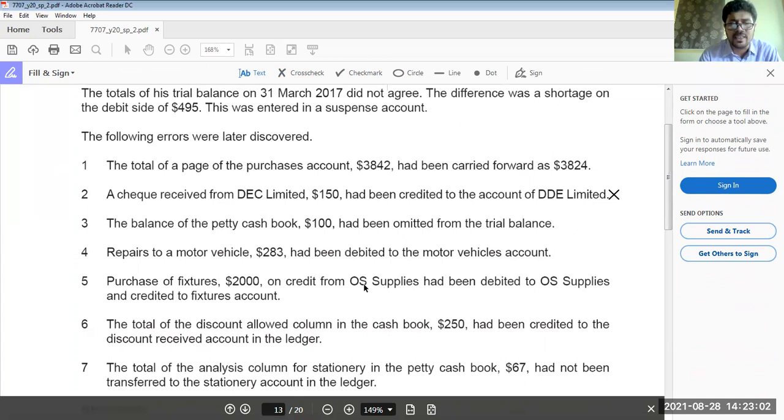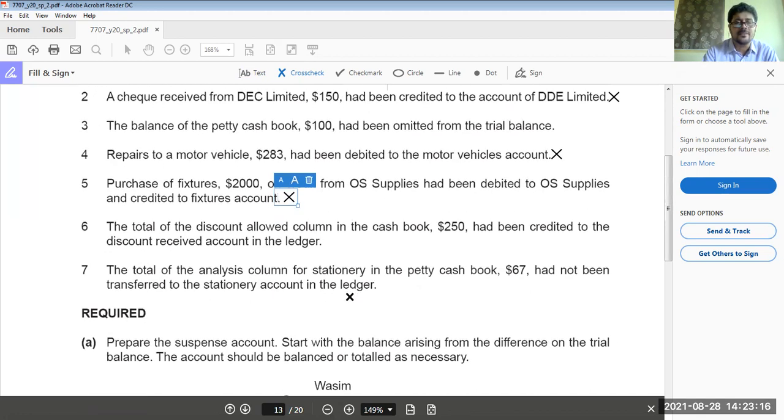Repairs to motor vehicle 283 had been debited to the motor vehicles account. This is an error of principle, not going to affect the trial balance. Purchase of furniture 2000 on credit from OS Supply had been debited to OS Supply and credited to the furniture account. This is an error of complete reversal, not going to affect the trial balance. The total of the discount allowed column in the cash book, 250, had been credited to discount received in the ledger. Now, in this case, we have to be very much careful. This is their favorite.